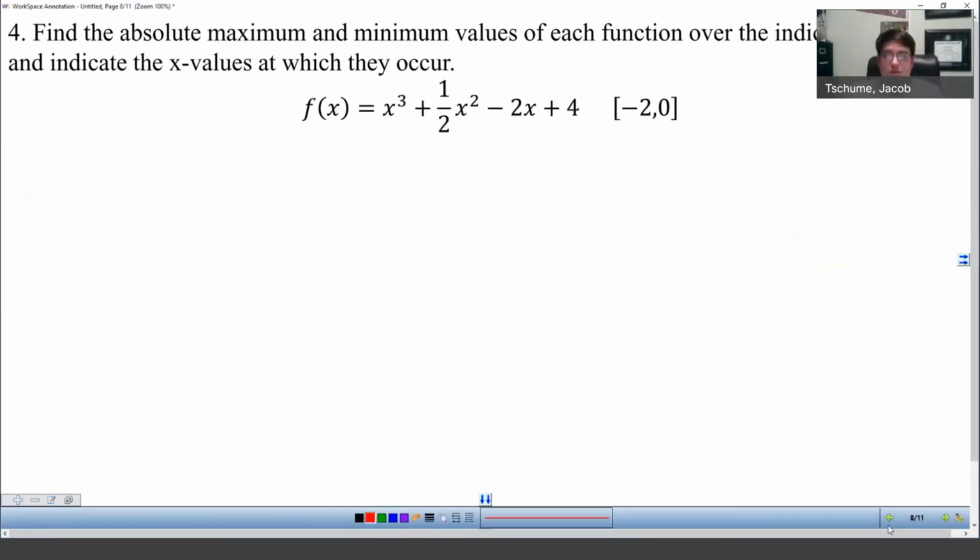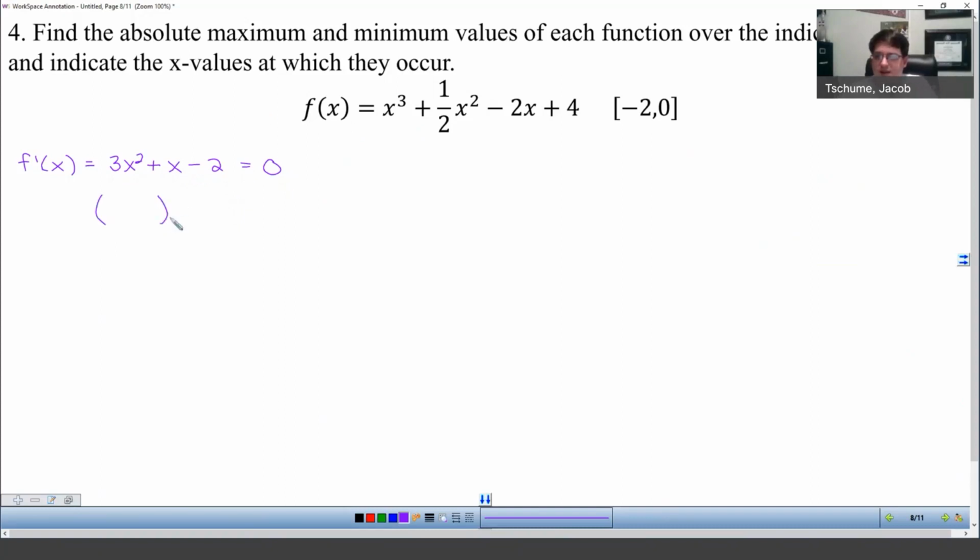All right, let's do another one. So this time f of x is equal to x cubed plus 1/2 x squared minus 2x plus 4 on the interval -2 to 0. So I'm going to find my critical value first. So I need to find f prime of x, which will be 3x squared, plus x when it's done, and then minus 2. I'm going to set that equal to 0 and factor.